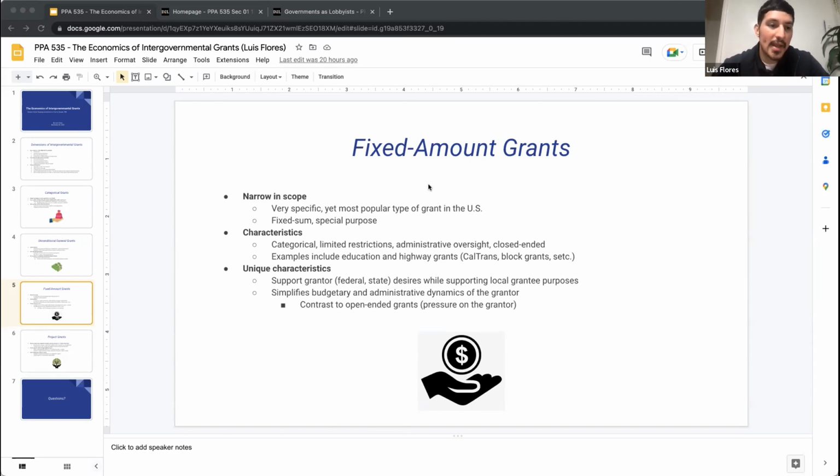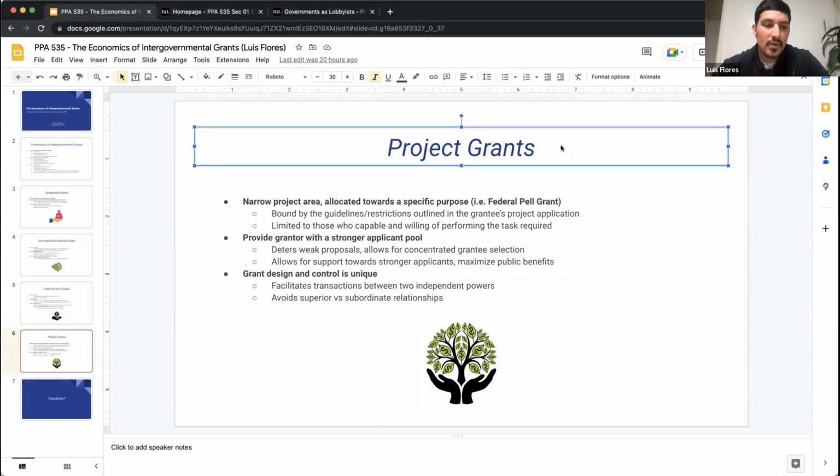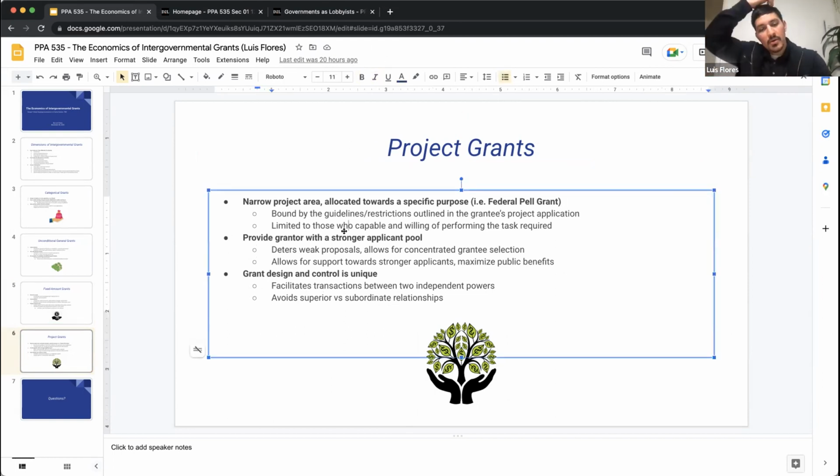So this is a very important type of grant that is available at the local level, of course, and is able to expand capacity. In some ways, we turn to project grants here, which is the fourth and final type of grant that Break outlines. And this one's a little bit more narrow, totally in contrast to the unconditional general grants. These are allocated towards a specific purpose. A federal Pell Grant is one ideal example of what a project grant is like, again bound by the guidelines and restrictions outlined in these project applications.